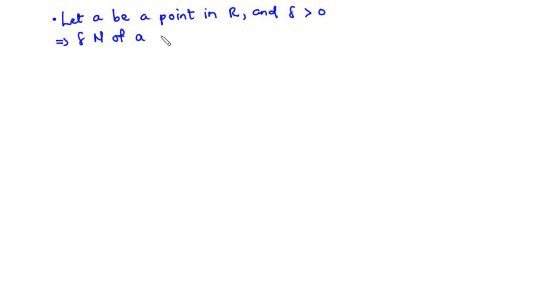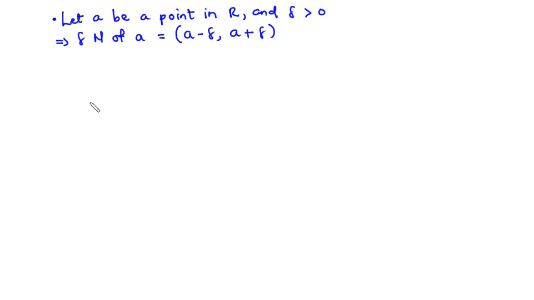Now let A be a point in R. So A is a real number and delta be a positive real number. Now delta here is a very small positive real number. Now if that is the case, then we say that the neighborhood of A, which is sometimes referred to as the delta neighborhood of the point A, is the open interval of the form (A minus delta, A plus delta).